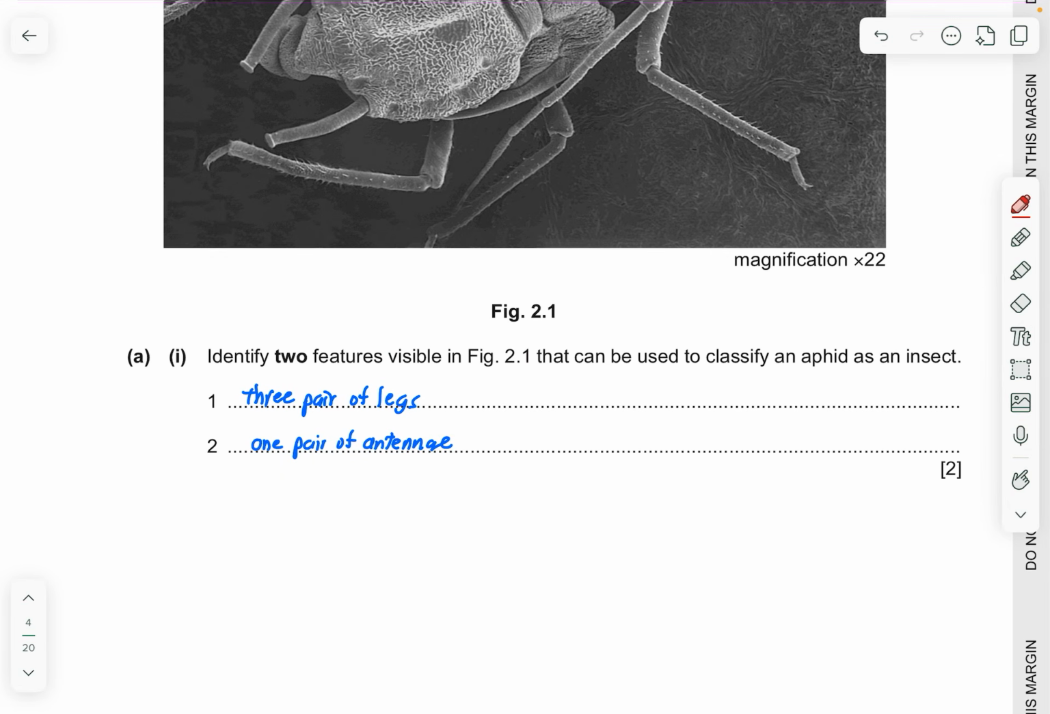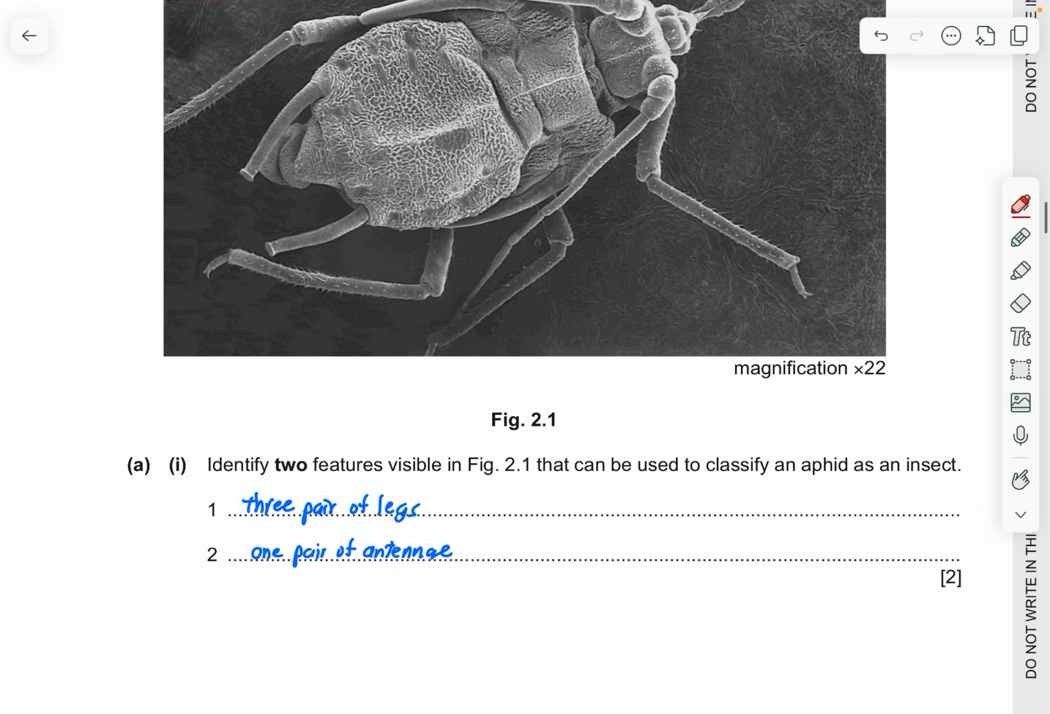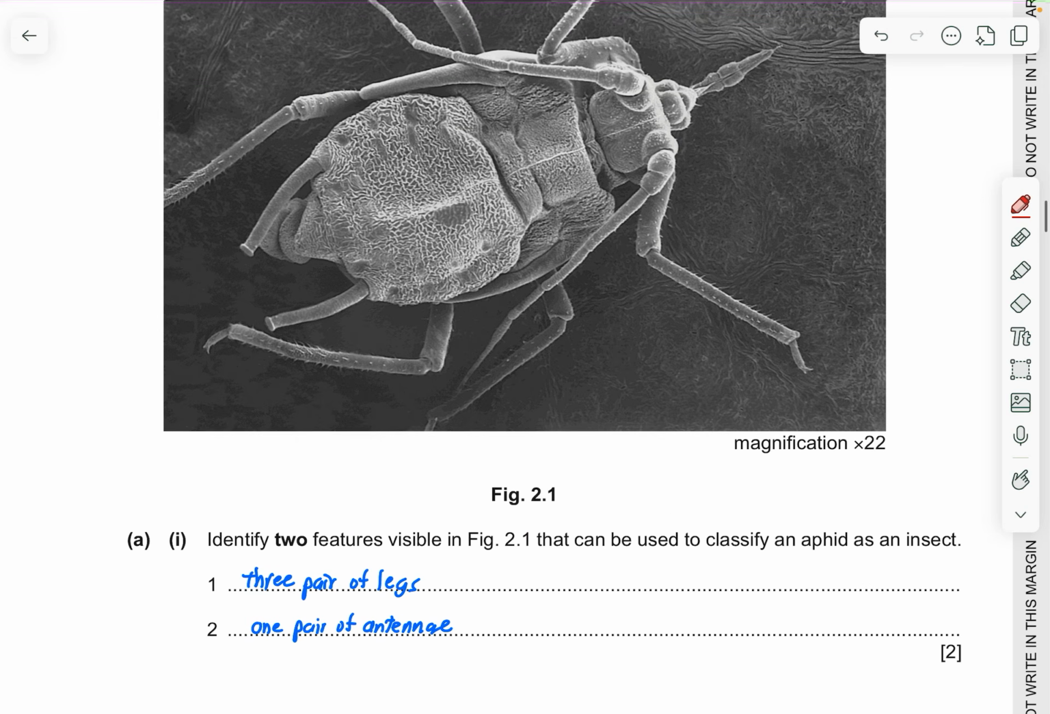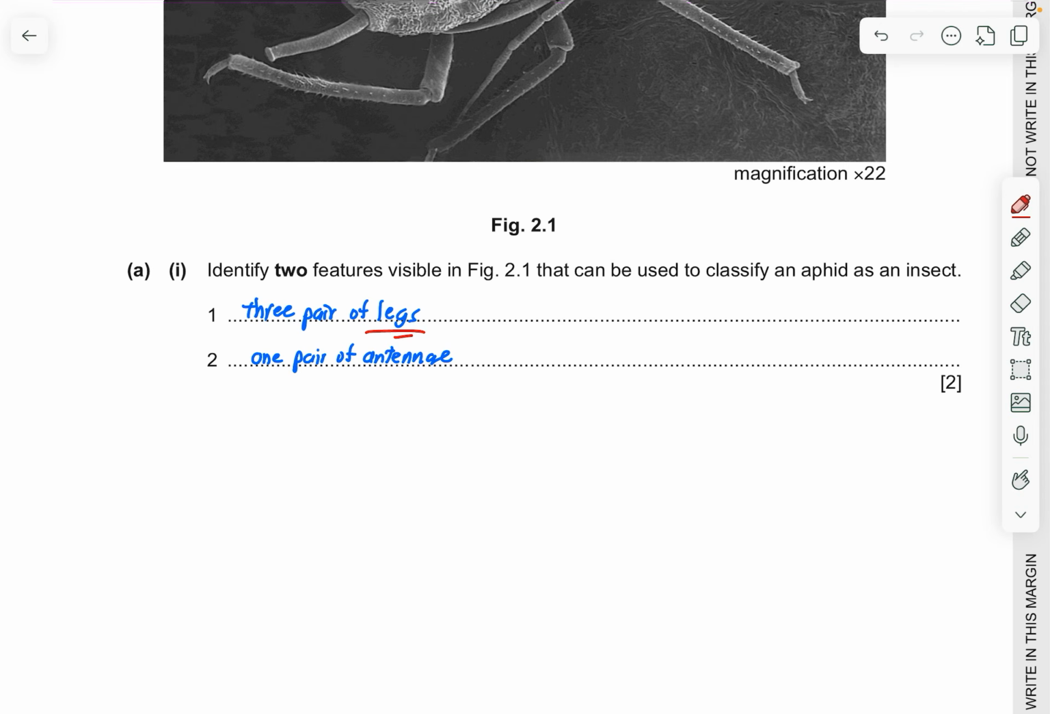They're asking you to identify two features visible in 2.1 that you can use to classify an aphid as an insect. First, you can see that there are three pairs of legs, and one pair of antennae. That is always the most certain answer that you can get. So whenever they ask you how to classify whether it's an insect, this particular arthropod, you always consider the pairs of legs and also whether it has antennae or not, because I think those are the most visible things that you can easily see from the diagram.